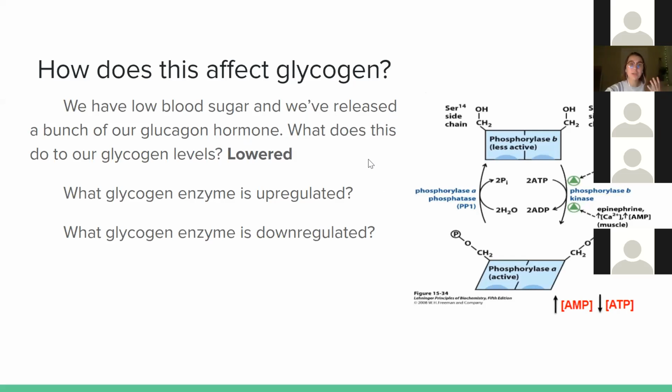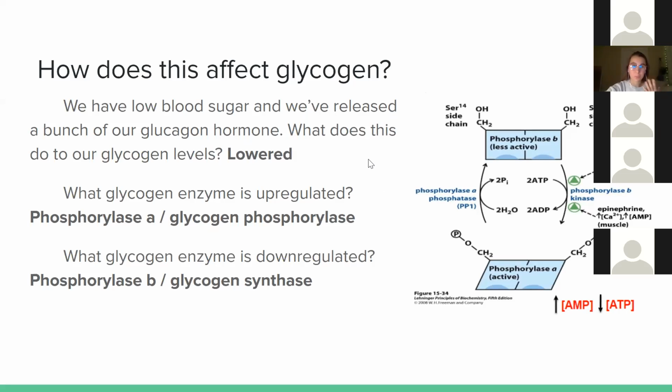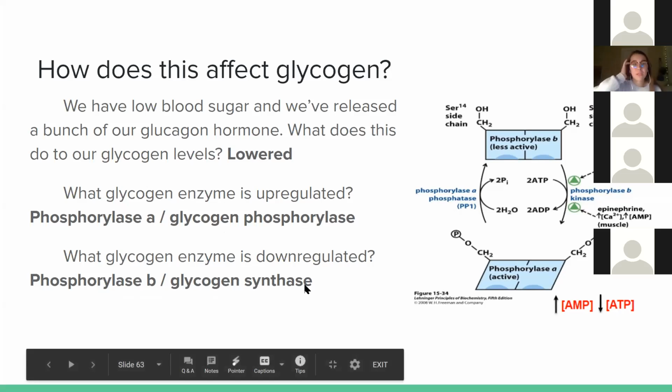So when we are trying to lower our glycogen levels or break down glycogen, we are going to be upregulating the enzyme phosphorylase A, or glycogen phosphorylase. Essentially, these are the same enzyme. We are going to be downregulating phosphorylase B and downregulating glycogen synthase.